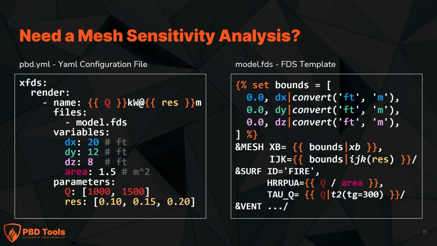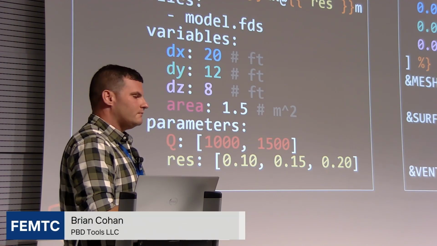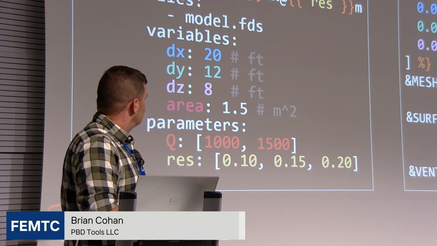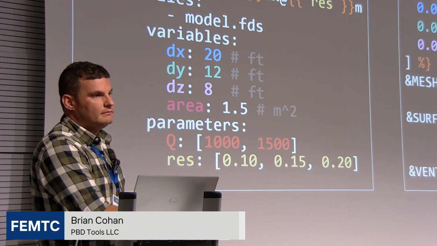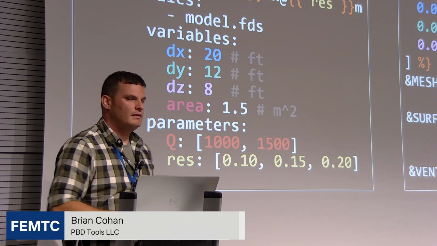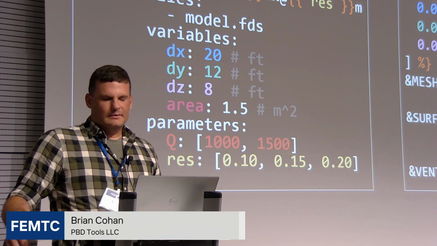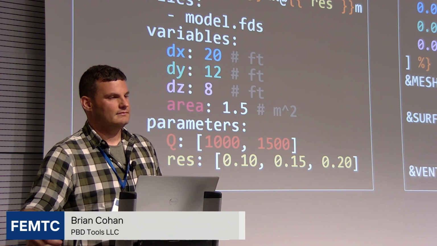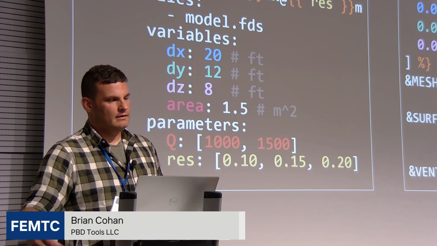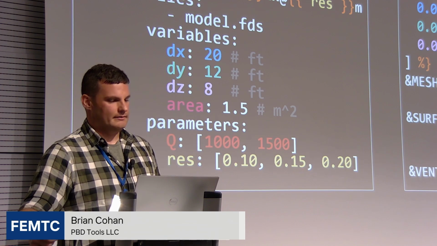Like here, for example, you have dx in feet, but area in meter square. So I can imagine a user can mess up quickly and run something which FDS doesn't like. Before I start running FDS and then figure out it's not working, do you have something in between that catches those errors?